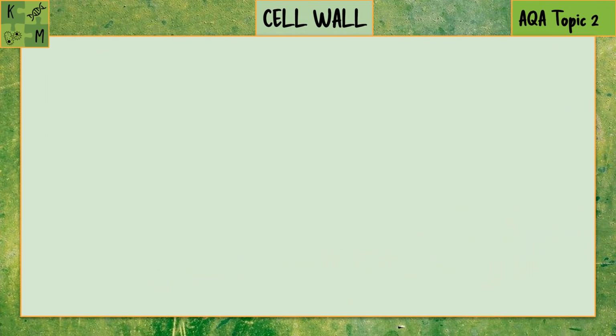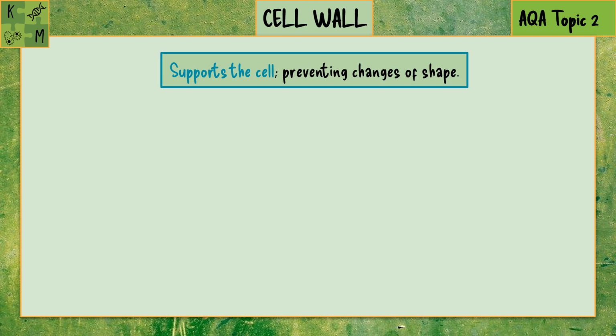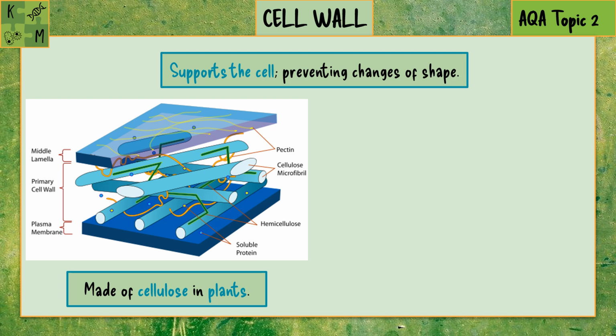Some eukaryotic cells have a cell wall, which supports the cell and prevents any changes of shape. There are 2 types of cell wall that you need to be aware of within the eukaryotes. So firstly, you will be familiar that plant cells have a cell wall. You need to know that this is made of cellulose, and you will have looked at the structure of cellulose and how the microfibrils provide high tensile strength to resist the osmotic pressure.